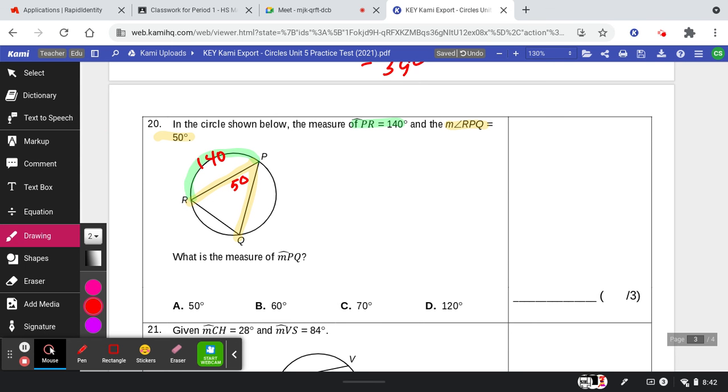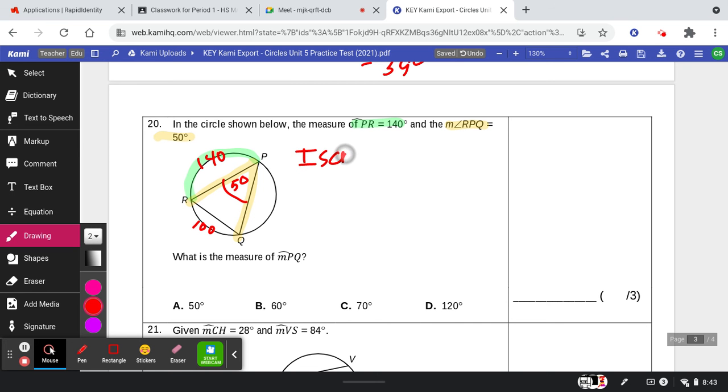So, because I have this 50, don't I also have that arc? Because I have this 50, I've got that arc. What am I going to do to it, Lucas? Am I going to half it or double it for that arc? Double it. So what's 50 times 2? 100? So now I've got that piece of the arc too. So what do I write?